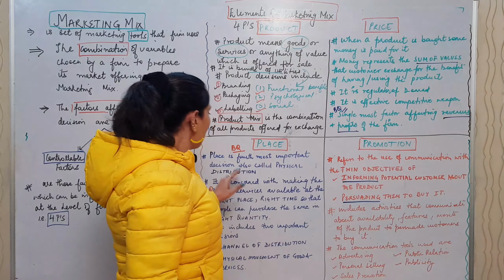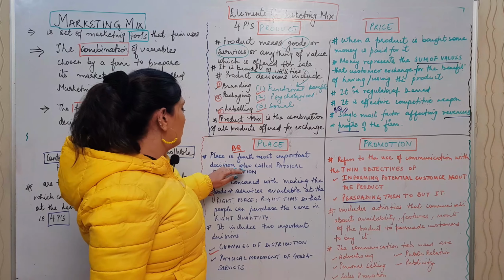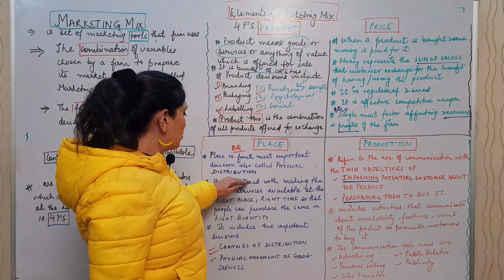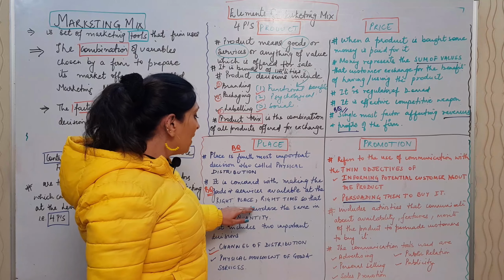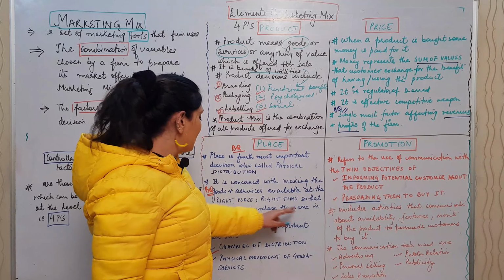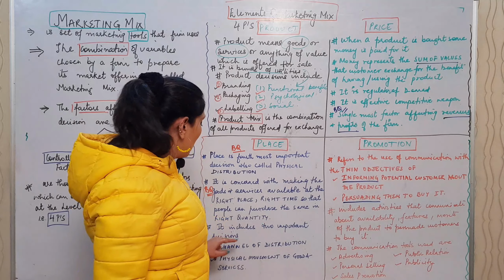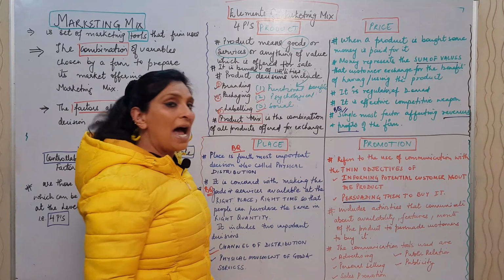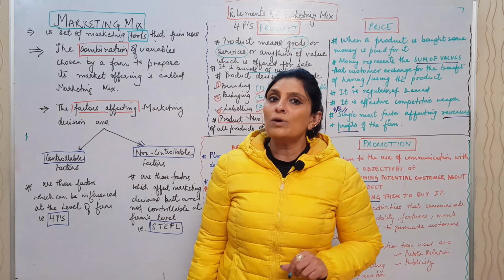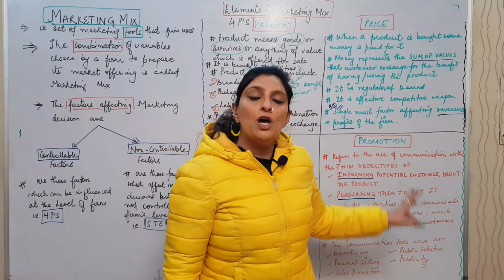So let's read through. Place is the fourth most important decision and is also called physical distribution. It is concerned with making the goods and services available at the right place, right time, so that people can purchase the same in right quantity. It includes two important decisions, channel of distribution and physical movement of goods and services. So that's about place. Next we talk about promotion.